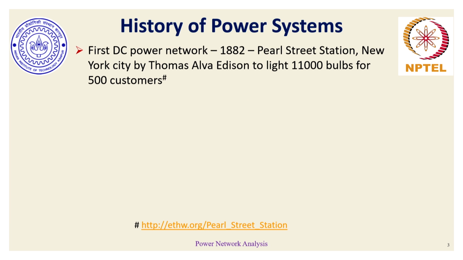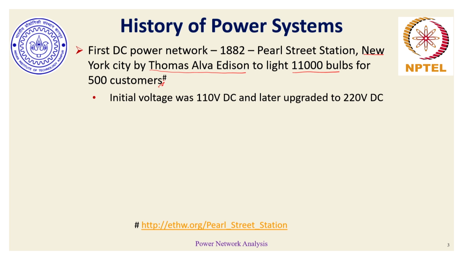So if we look at the history of power networks, it's a relatively 150 years old history, wherein the first DC network was set up by Thomas Alva Edison in 1882 to supply power mostly for lighting loads in the lower Manhattan area of New York. The network initially provided power to around 500 customers, and the operating voltage, which was initially 110 volt DC, was later upgraded to 220 volt DC.